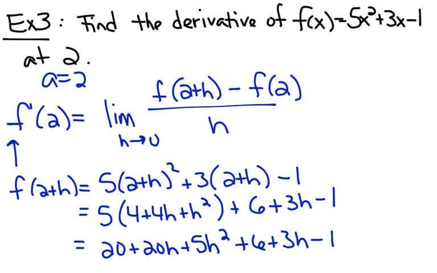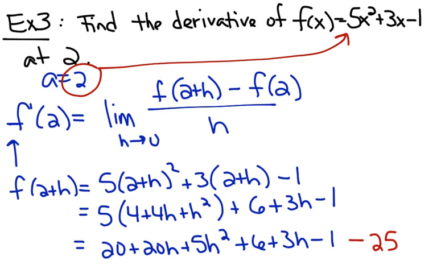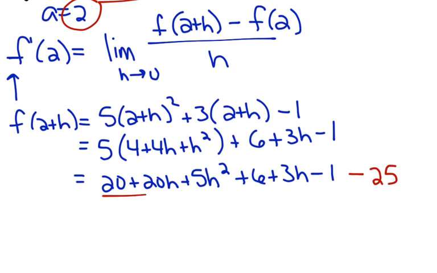Now if I tack on my minus f of a, in order to find f of a, I just plug in 2 for a. So 5 times 2 squared is 20. 20 plus 6 is 26, minus 1 is 25. And we're going to divide that whole thing by h and then find the limit as h approaches 0.